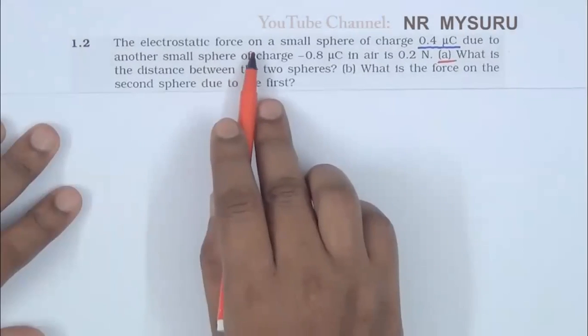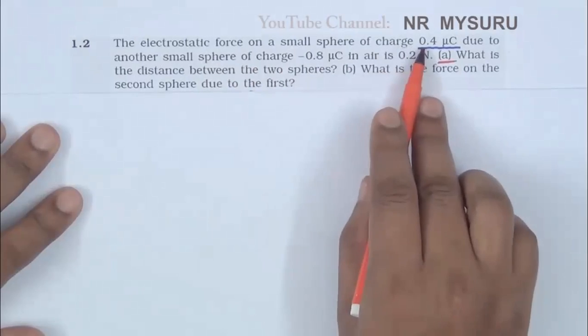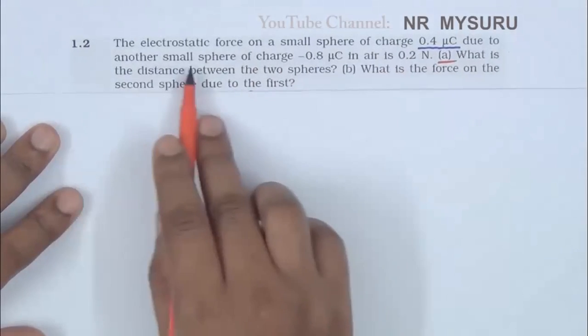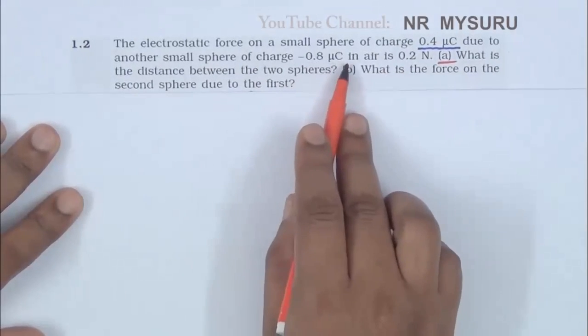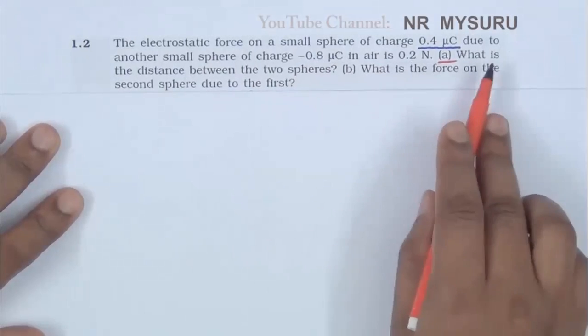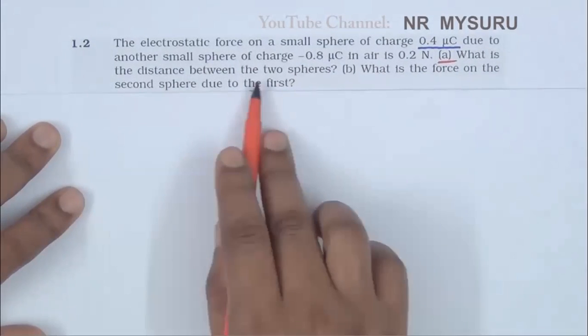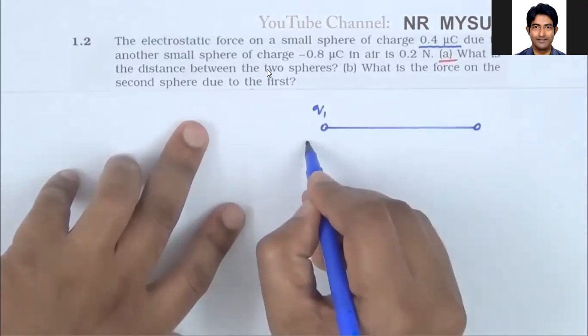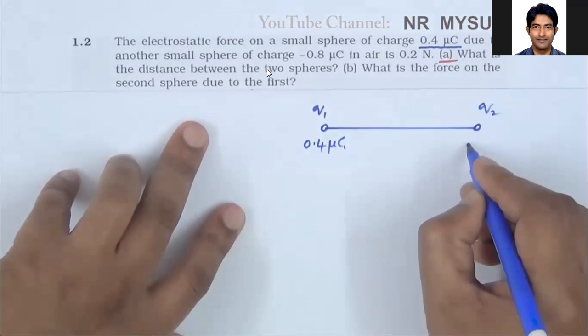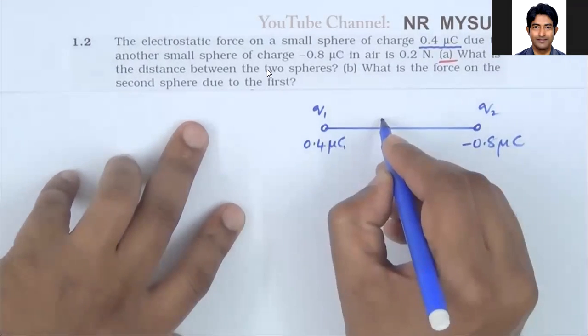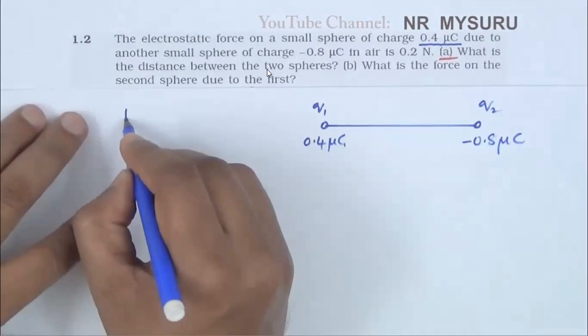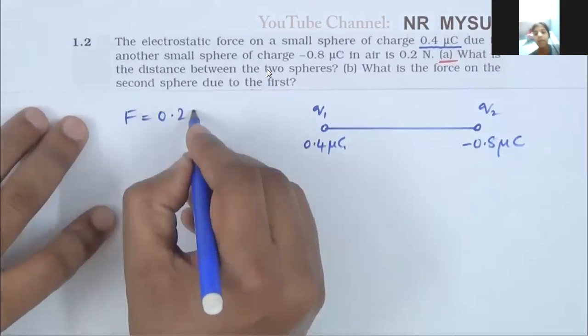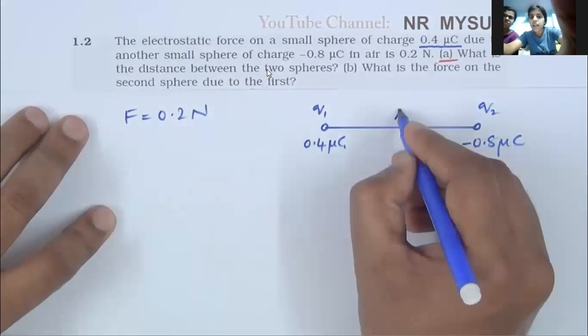The electrostatic force on a small sphere of charge 0.4 microcoulomb due to another small sphere of charge minus 0.8 microcoulomb in air is 0.2 Newton. What is the distance between the two spheres? Force is given, 0.2 Newton. Distance is r.